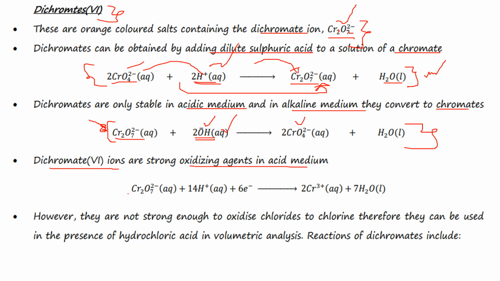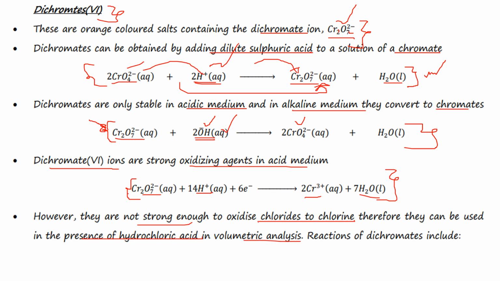So when reacted with reducing species, they cause a variety of observations that we are interested in in your practicals in chemistry, because it's a very common reagent that is used in chemistry, especially under organic chemistry practicals. So dichromate 6 in acidic medium transits to give us chromium 3 ions together with water. However, they are not strong enough to oxidize the chlorides to chlorine. Therefore, they can be used in the presence of hydrochloric acid in volumetric analysis.